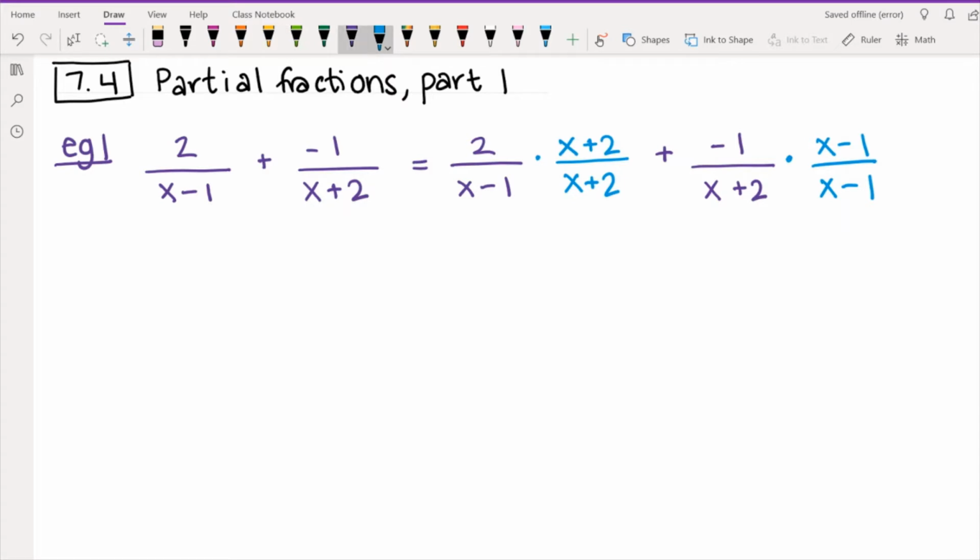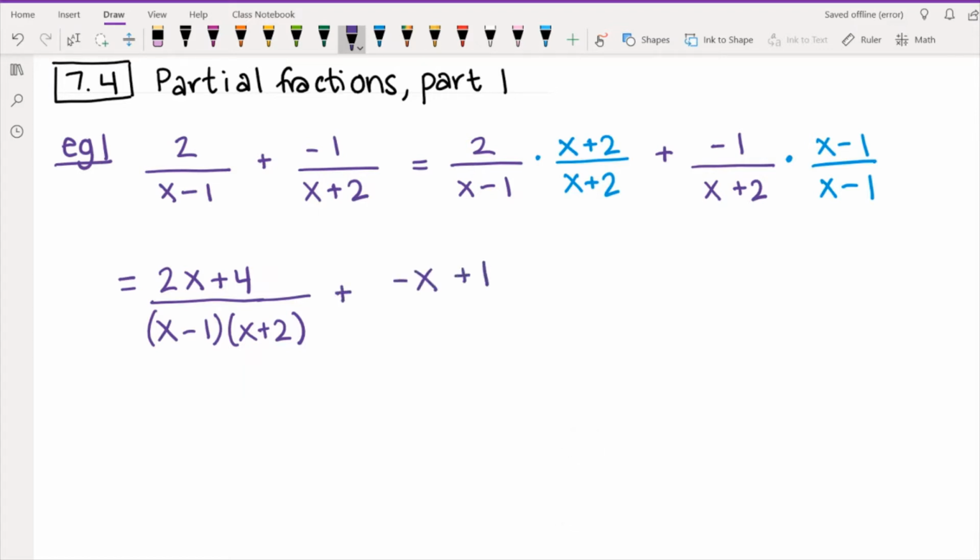Okay, so what's that going to give us? Well, for the first fraction, we're going to get 2x plus 4 over our new denominator of x minus 1 times x plus 2. And then for our second fraction, we have to make sure we multiply negative 1 with both parts of the numerator. So that's going to be negative x plus 1, and that's over x minus 1 times x plus 2.